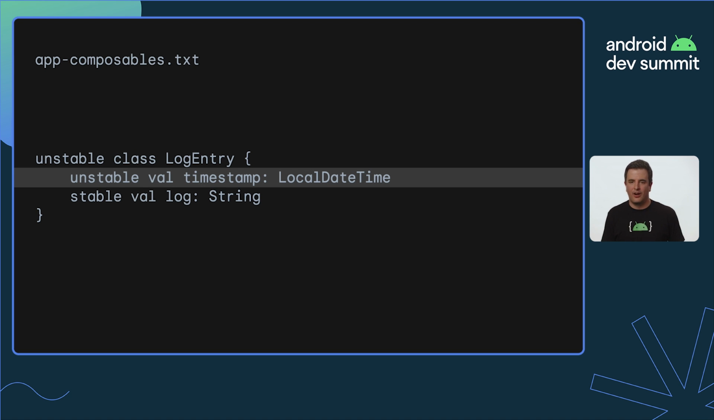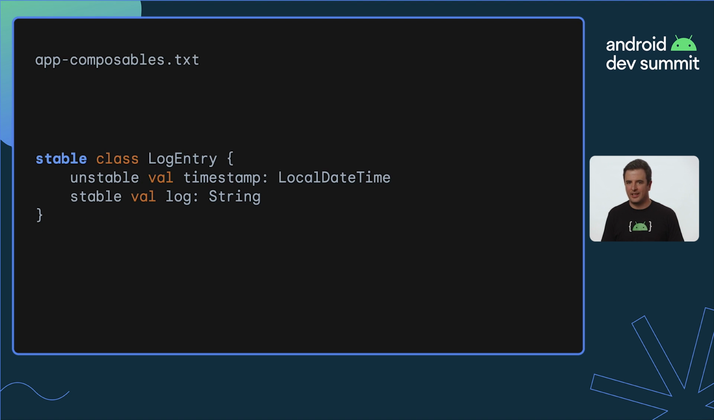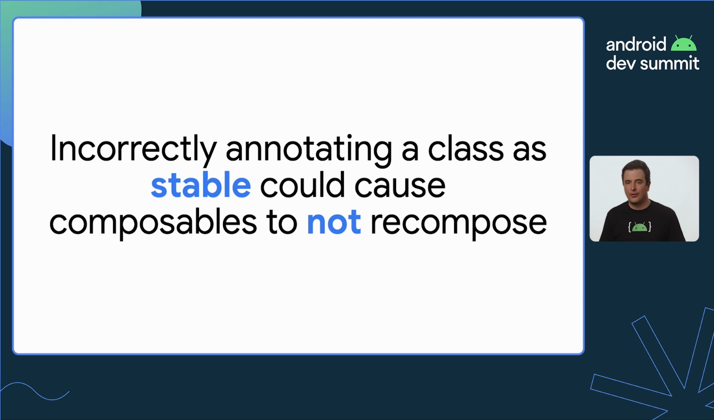Running the Compose compiler on our data class, we can see the timestamp gets declared unstable. As we have no control over this class, our only option here is to annotate the data class with immutable. You can also use stable, but keep in mind the stable contract mentioned previously. This will be enough to force our log entry class to be stable, even though it still has that unstable parameter. Be careful, incorrectly annotating a class as stable when it is not could cause composables not to recompose.